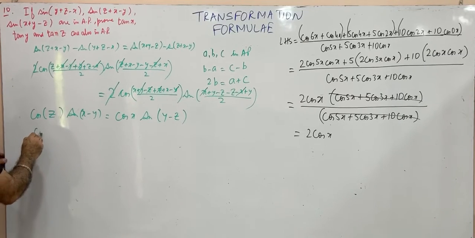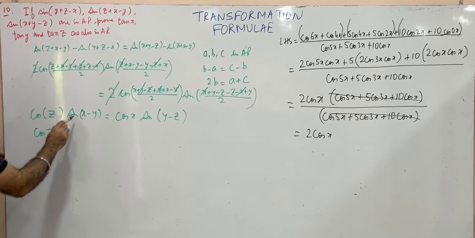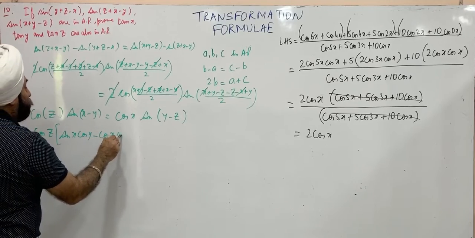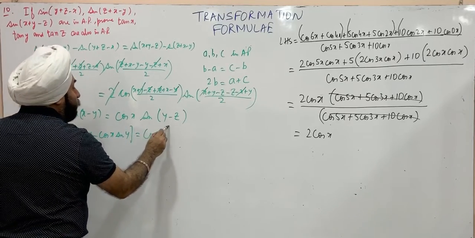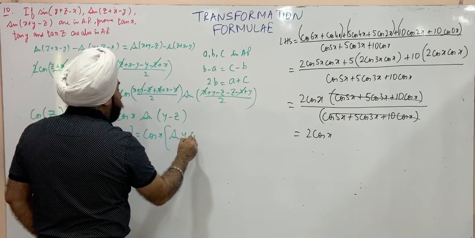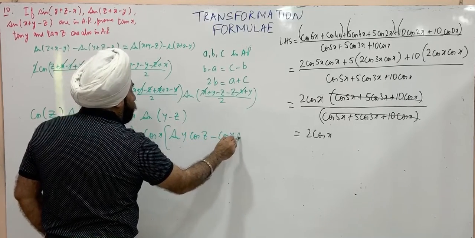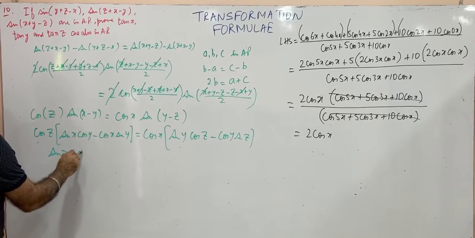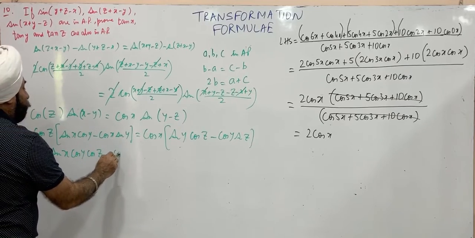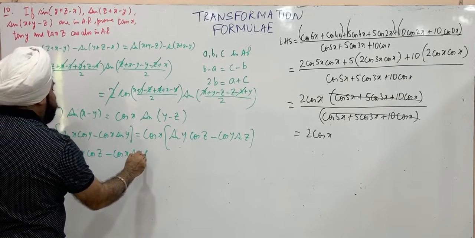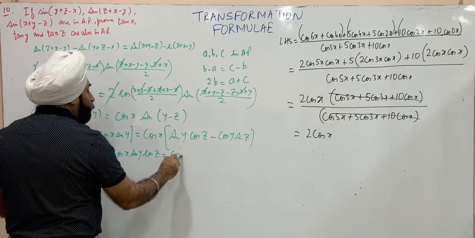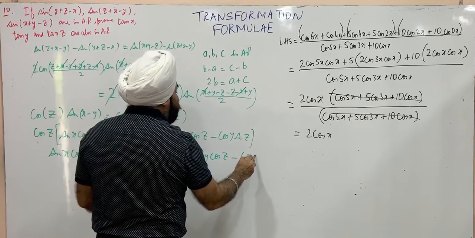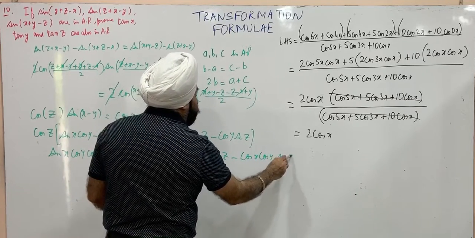Let us expand using sine of a minus b: sine a cos b minus cos a sine b. This is cos of x, this is sine y cos z minus cos y into sine of z. Simplifying, this is sine x cos y cos z minus cos x sine y cos z. This is equal to cos x sine y cos z minus cos x cos y sine z.